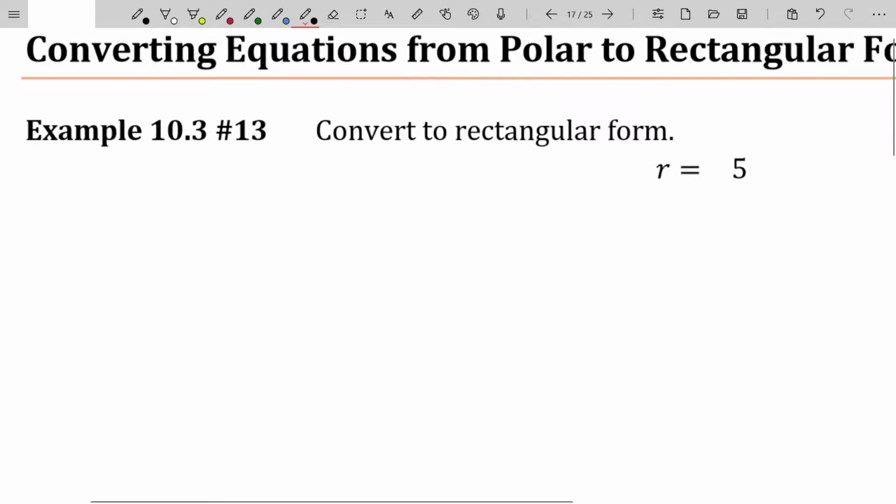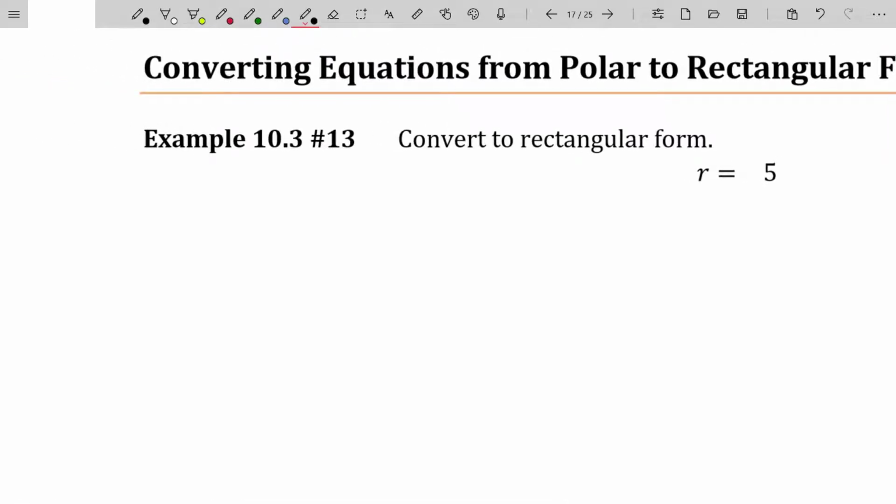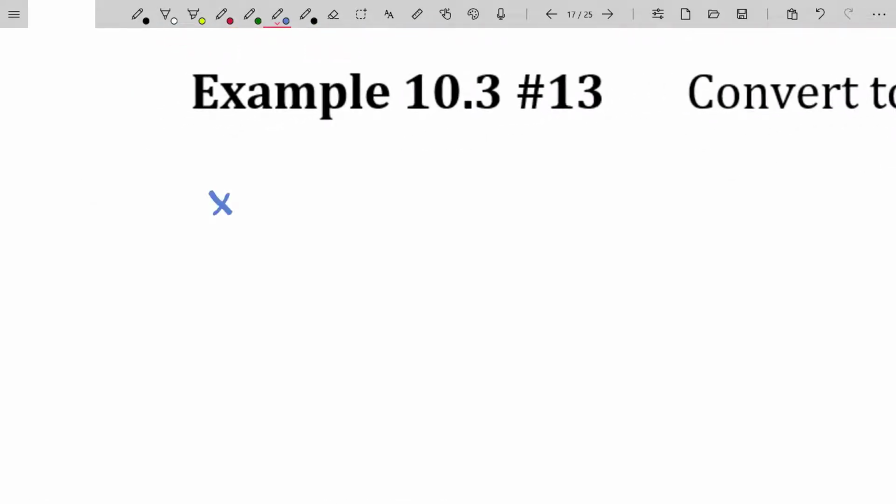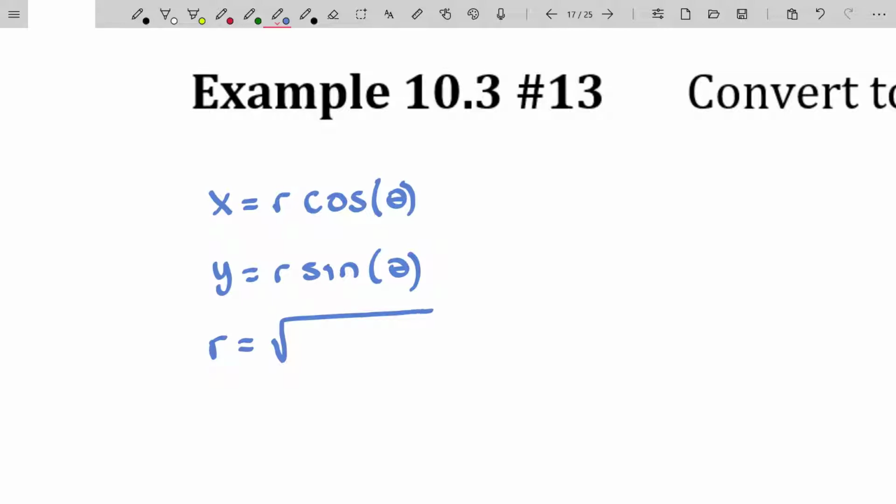We know we have some very special formulas when it comes to polars. Our formulas are these. x is equal to r times the cosine of theta. That's actually not going to help us here. y is equal to r sine of theta. That's not going to help us here. r is equal to the square root of x squared plus y squared. That is going to help us here. And in fact, the way I'm going to write this is I'm going to square both sides. I'm going to say r squared is equal to x squared plus y squared. That is really going to help us here.